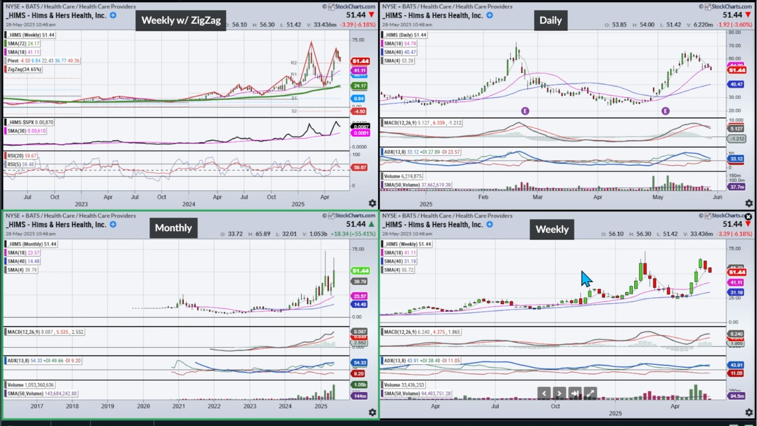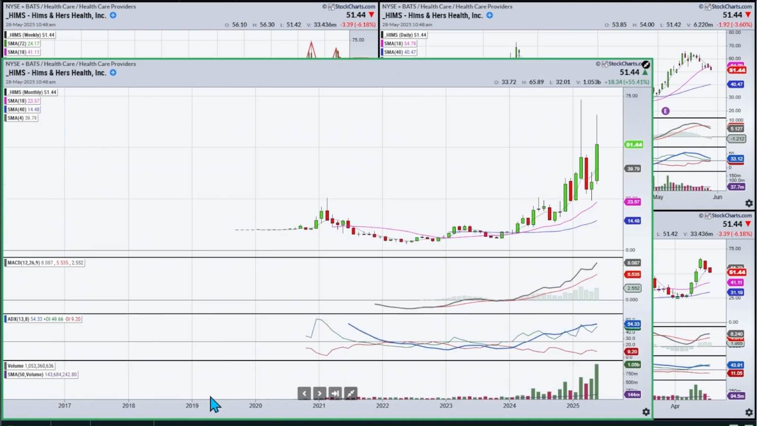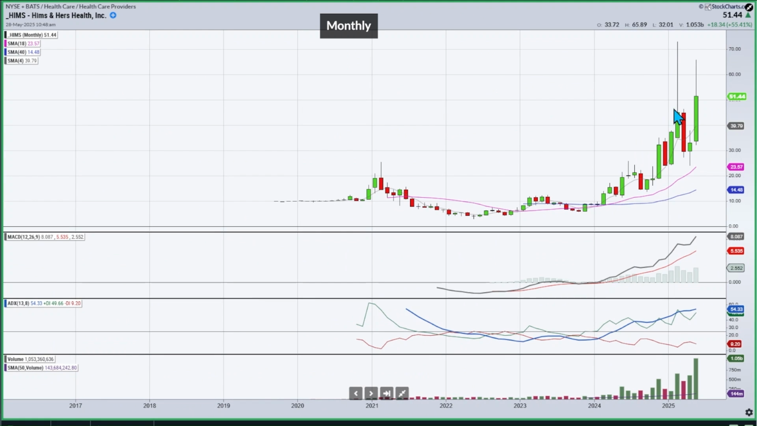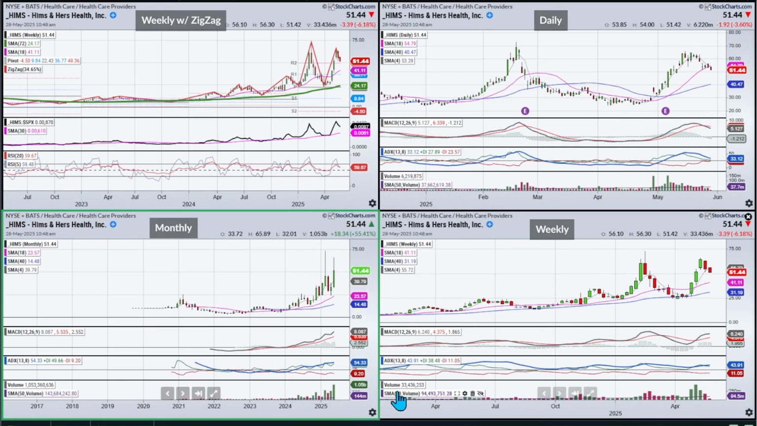Now, HIMS is a really strong stock. Notice what's happened on the monthly, though. We created a big spike, and we're potentially creating another one here, sort of telling me that this 60 level is a bit of a problem in the short term. So what I would be looking for is a better test of the 18-week. I think if that's successful, then I would take this a lot more seriously.